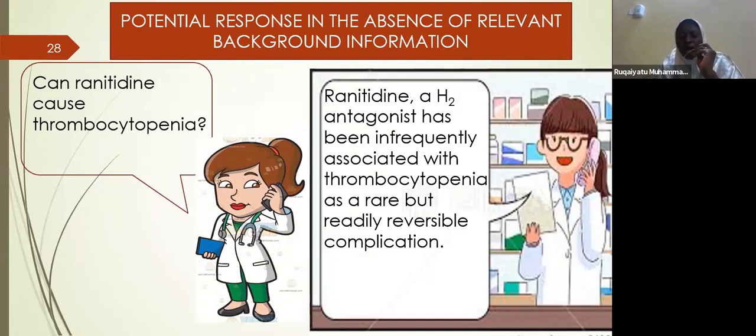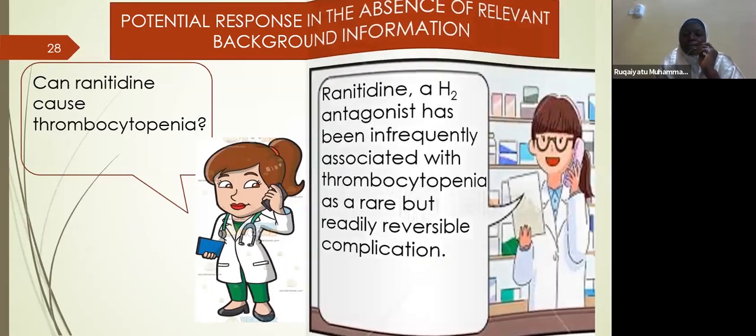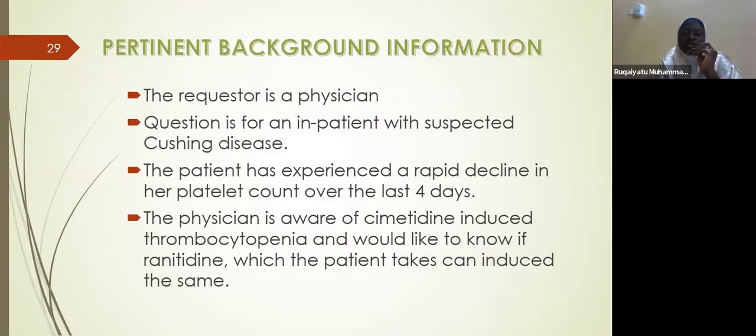So by carrying out research and giving out the information without obtaining the relevant background information, we can just go ahead and give a direct answer that thrombocytopenia has been reported to be caused by ranitidine. However, like we said, the essence is not to give it rapidly or haphazardly, or prematurely, but we have to gather our information.